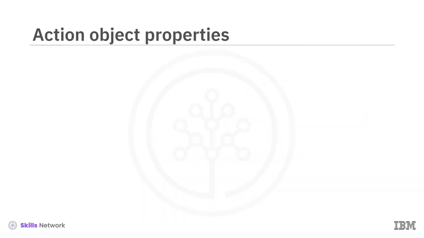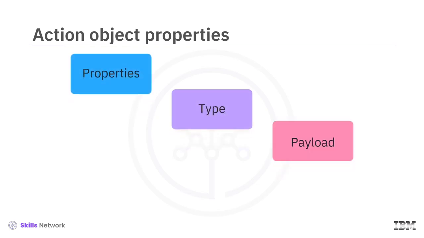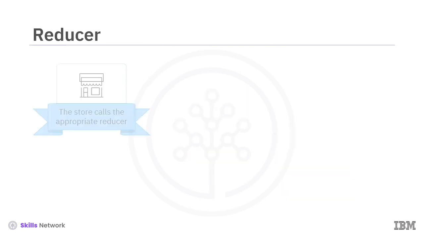The action object describes the action that needs to be performed. It contains properties including type and payload. The store uses the action's type property to determine which reducer should process the action. The payload property stores other data needed to update the state. In our example of adding items to a cart, the payload would include the cart's increased value. The store then calls the reducer, which tells it how to change the state.